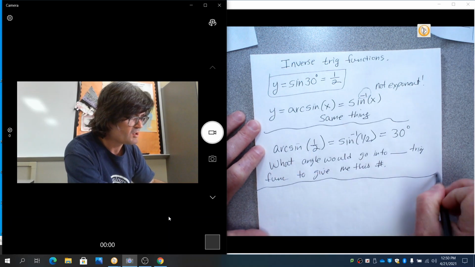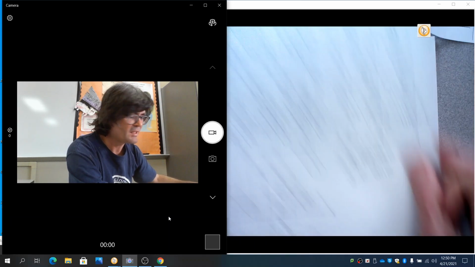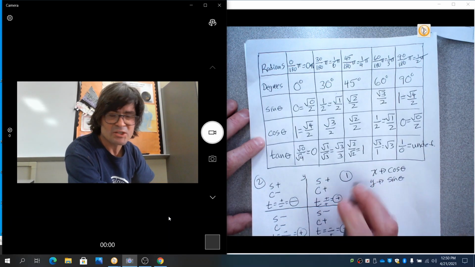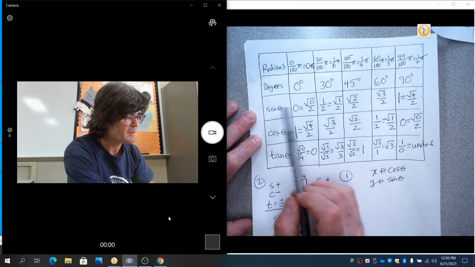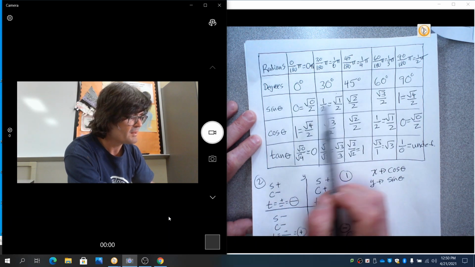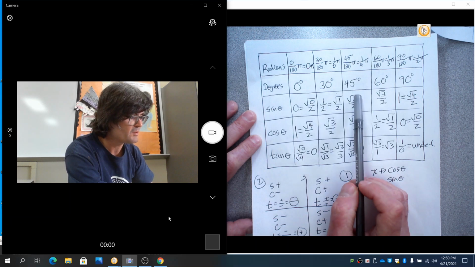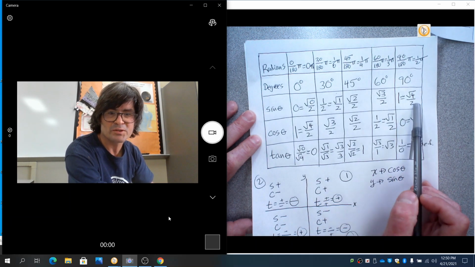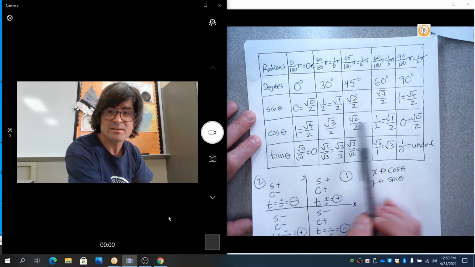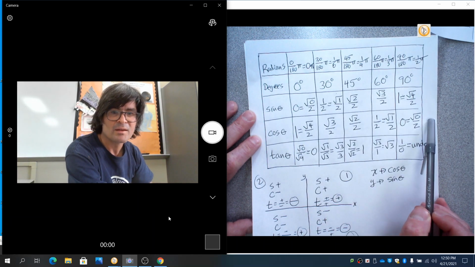Let's try one more time. From an earlier video, I told you that you had this chart where 0, 30, 45, 60, 90. Sine of 0 is root 0 over 2, then root 1 over 2, root 2 over 2 at 45 degrees, root 3 over 2, root 4 over 2 at 90, and then cosine is the opposite. So that's something we talked about earlier.